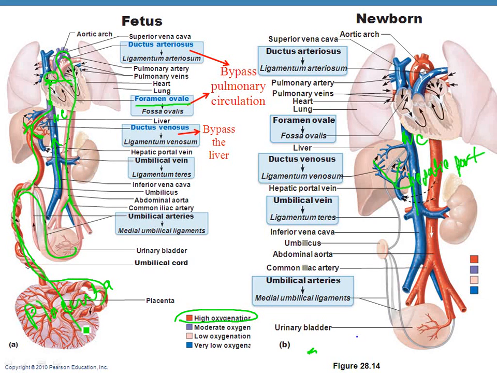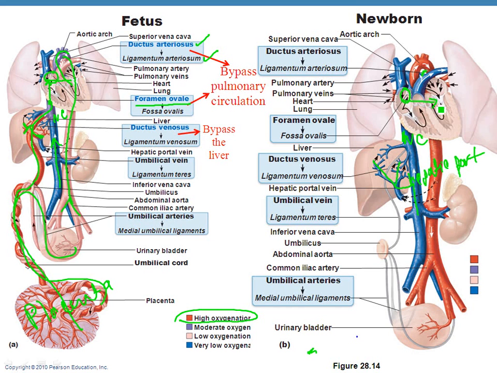Hopefully, when the infant is born, these bypasses have been closed. What they do is show you what it's called as a fetus, and then what it turns into as a newborn. You can see here the little ligament that used to be the ductus arteriosus. This foramen ovale will close and will not let blood flow through to the other ventricle.